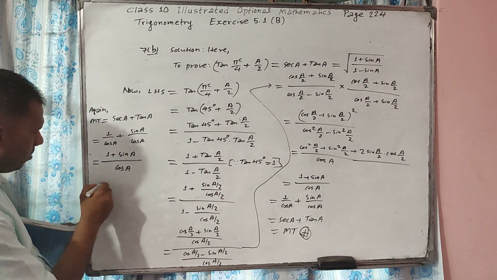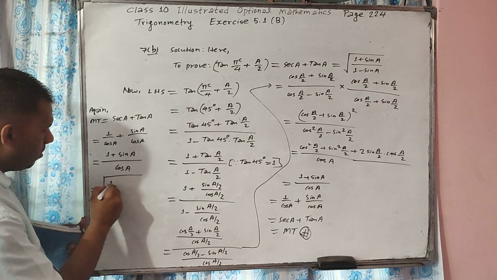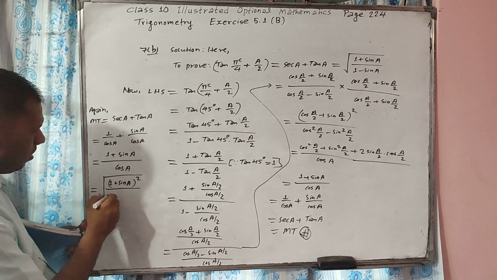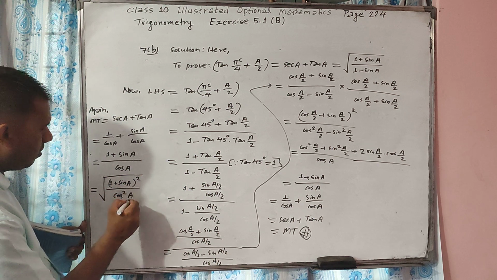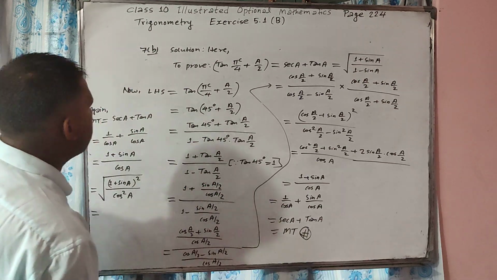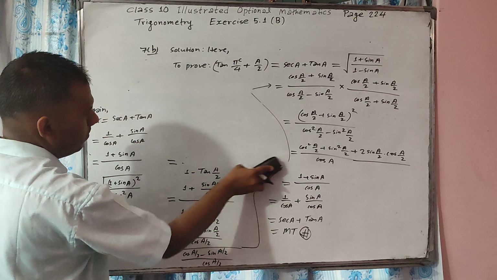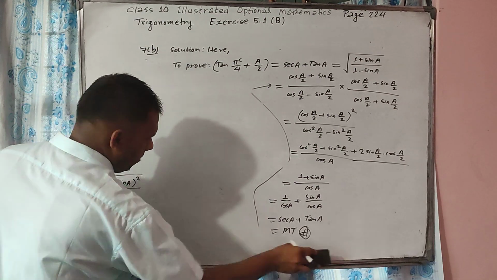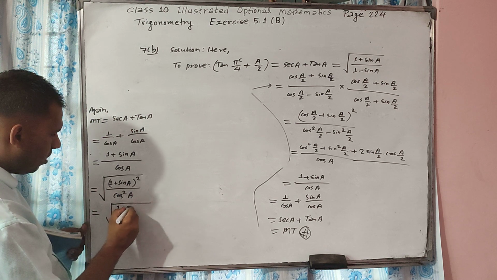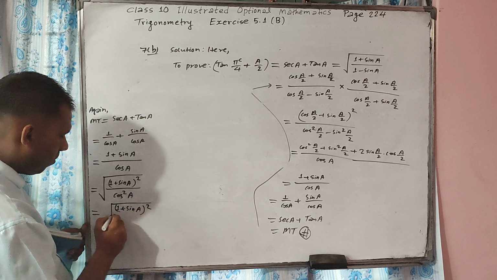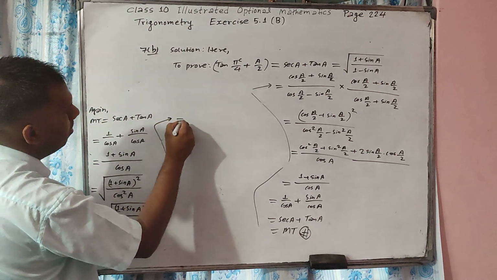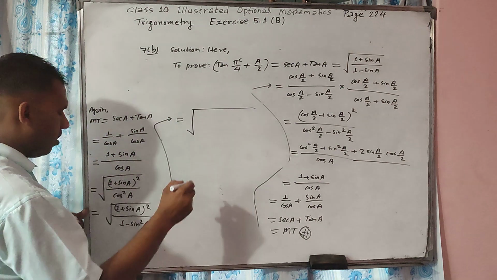Equal to square root of (1 plus sin A) whole square upon cos square A, taking square root and square, equal to 1 plus sin A, square root of (1 plus sin A) whole square upon cos square A, where cos square A is 1 minus sin square A, equal to square root of (1 plus sin A) whole square upon 1 minus sin square A.